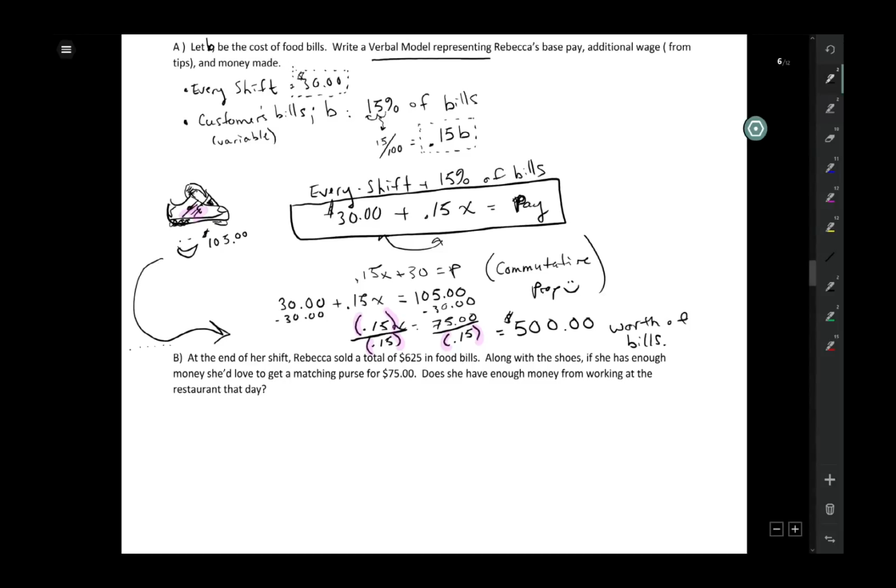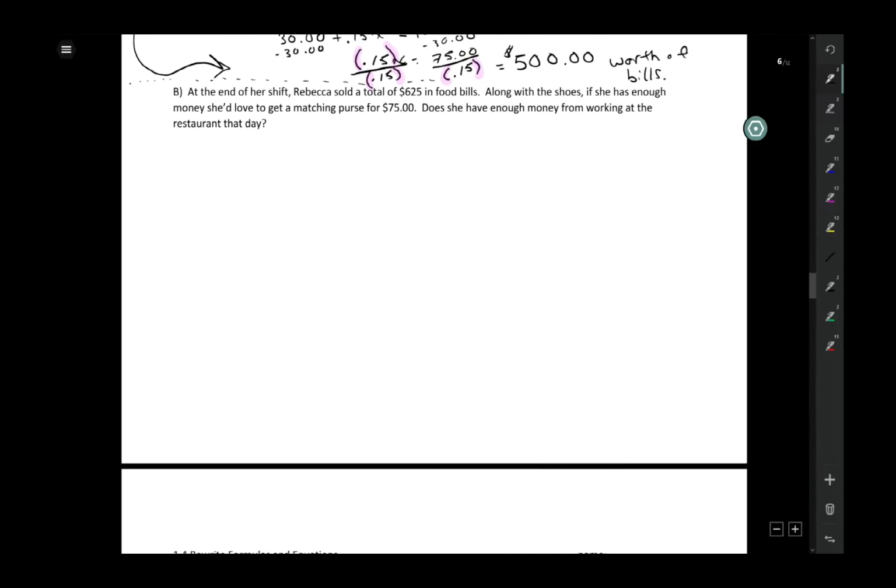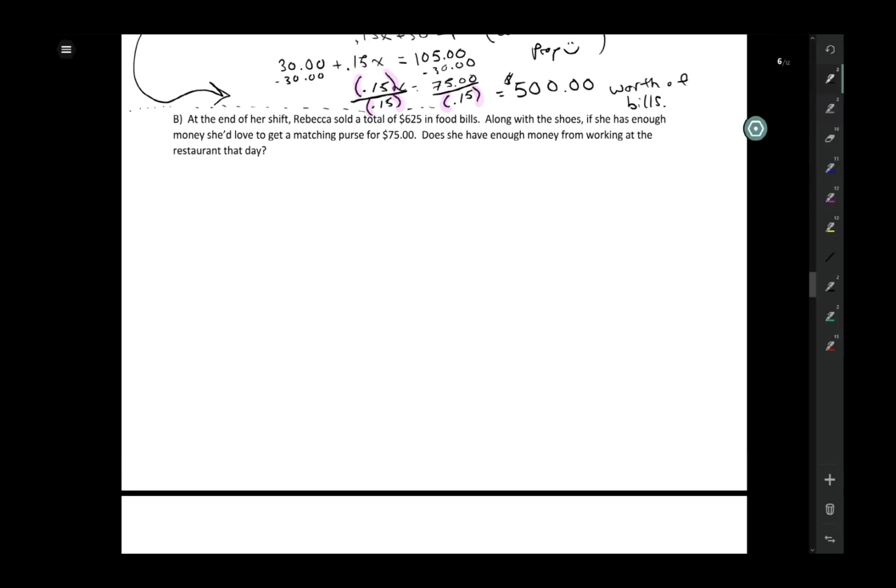Now, that's the basics of the word problems, okay? Now, these ones here, they're going to make you think a little bit more. Oh, no, Mr. Dvorsky. Okay, so try this one. At the end of her shift, she sold a total of 625. Along with the shoes, if she has enough money, she'd love to get a matching purse. Okay, so does she have enough money?